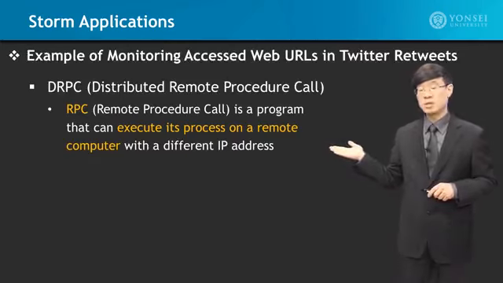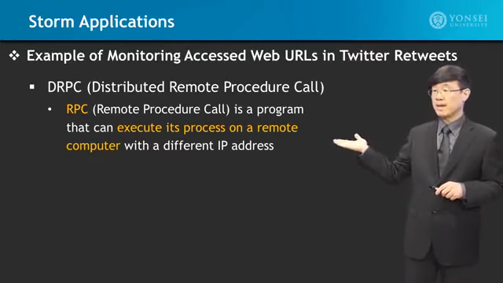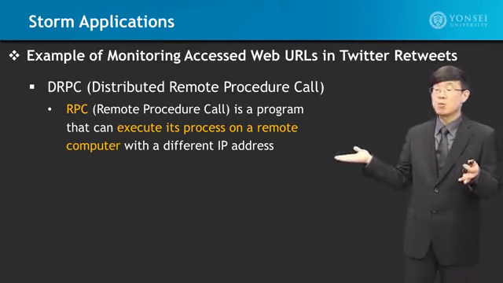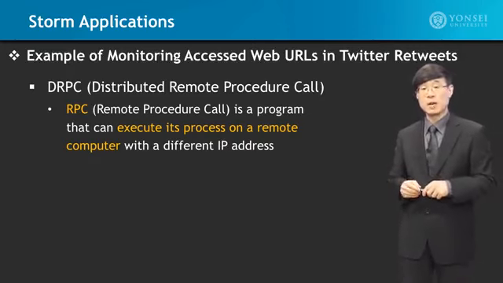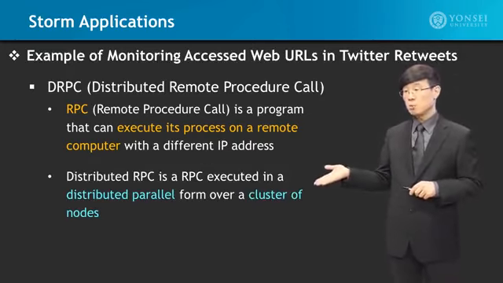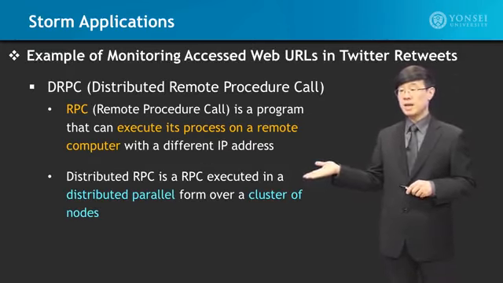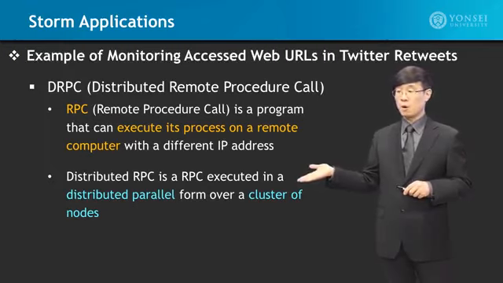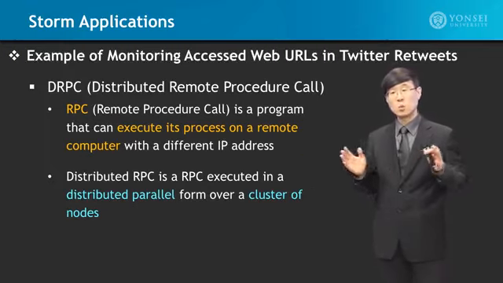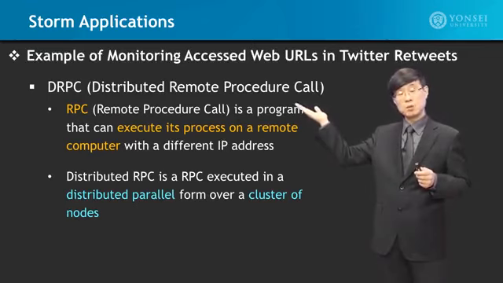RPC, Remote Procedure Call. This is a program that can execute its process on a remote computer that is based on a different IP address. Distributed RPC, executed in a distributed parallel form over a cluster of nodes, is what the DRPC will do for Storm.